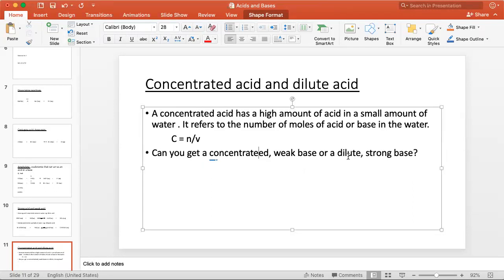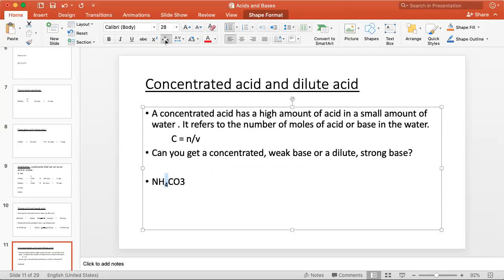Concentrated weak base or dilute strong base. So to do that, we can say a concentrated weak base. A weak base, for example, will be ammonium carbonate. That will be given to you, you don't have to learn it. So ammonium carbonate is a weak base.